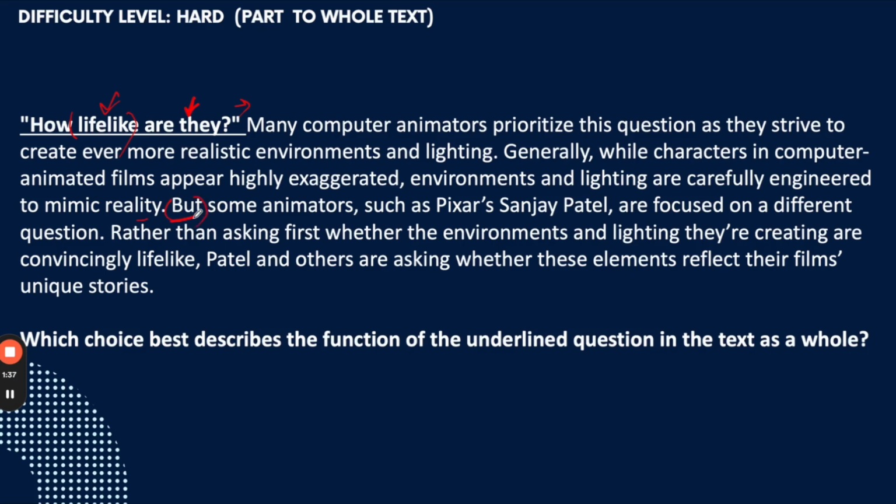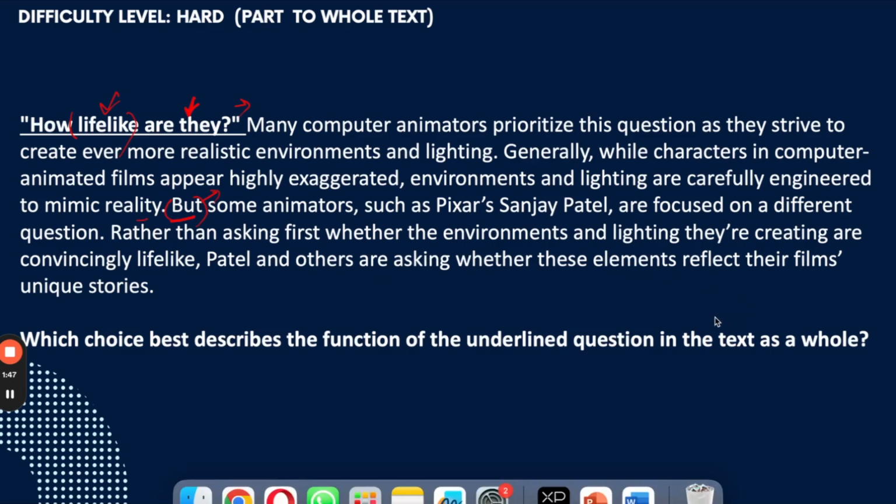Again, it starts with a but, so again pay attention to this contradictory word. But some animators such as Pixar's Sanjay Patel are focused on a different question. Now this is an introduction to another perspective, specifically from animators like Sanjay Patel, who do not prioritize realism in the same way. Let's look at the next sentence now.